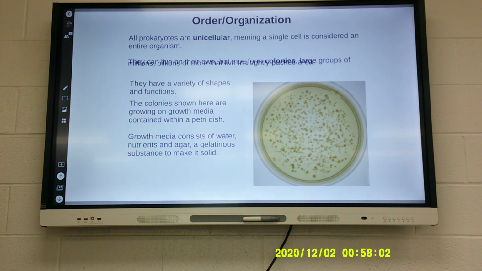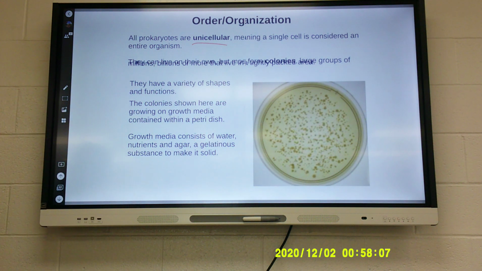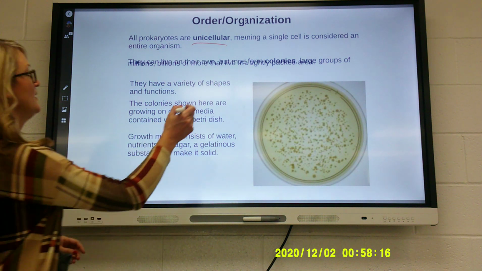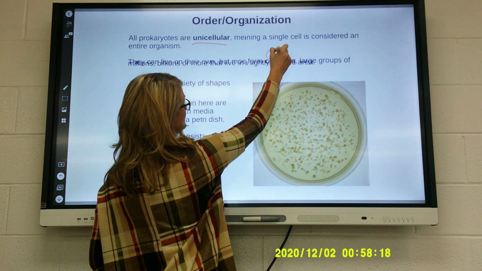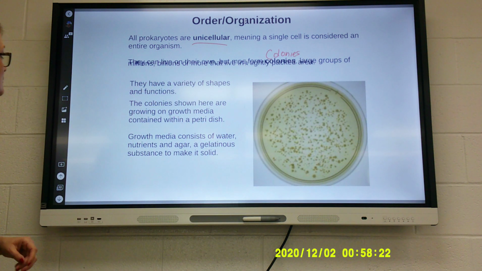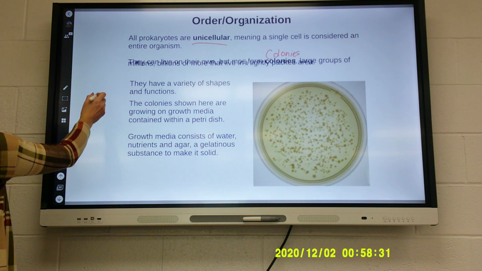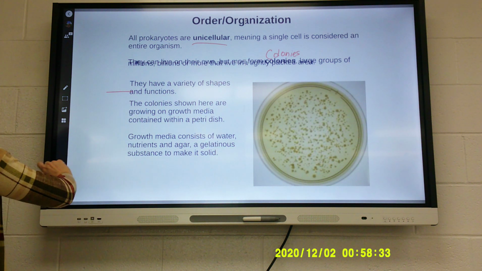All prokaryotes are unicellular. That means they are made of one cell. Multicellular would be eukaryotes, and they're made of more than one cell. They can live on their own, but most form colonies, which are large groups, millions, billions, or more, in a tightly packed area. They have a wide variety of shapes and functions.